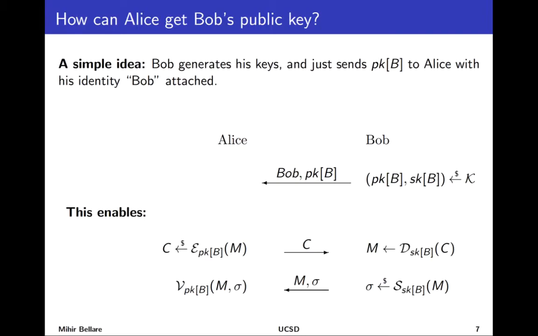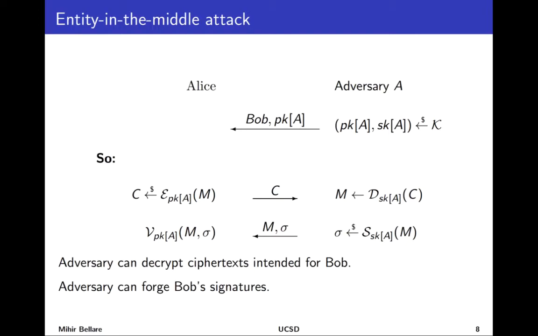But of course, there's a major problem with all this, which is what's usually called the entity in the middle attack. And the problem is that when Alice gets this flow, there's no proof that it comes from Bob. It could come from anyone.